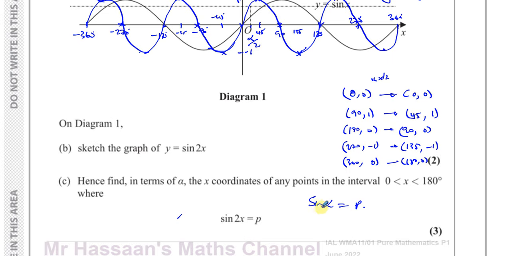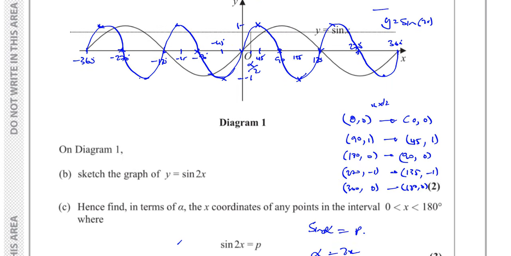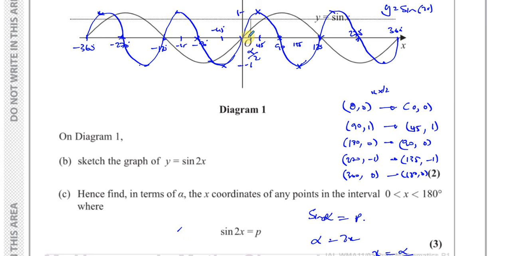So now we're going to have alpha is the same as 2x. That means x is now alpha divided by 2. So the x coordinate we're going to get is half of what alpha is. So that's going to be alpha over 2. Before, the sine of alpha would have given us this value here. This would have been equal to p. But now what's equal to p is alpha over 2, half of that.